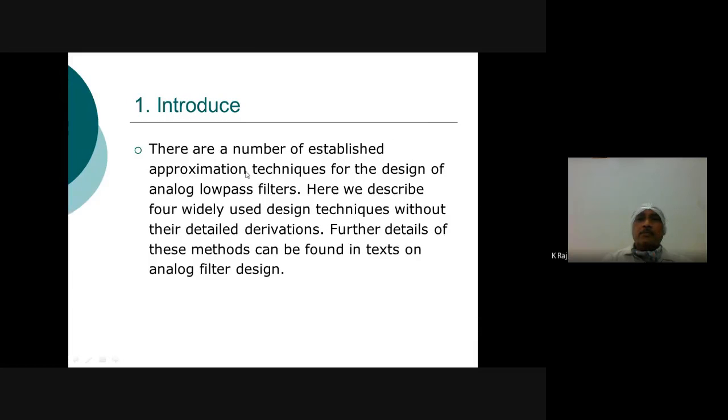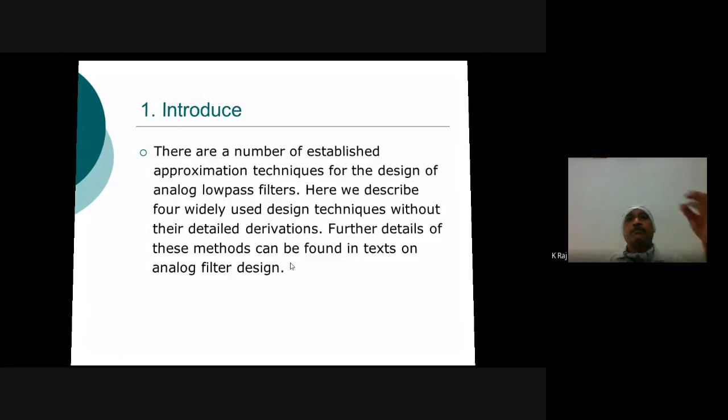There are a number of established approximation techniques for designing analog filters, and here we will describe 4 widely used techniques, as we have discussed these concepts in the previous lecture. We will try to cover the approximation techniques of the Butterworth approximation, Chebyshev 1, Chebyshev 2, and the elliptic approximation. Then further details of these methods can be discussed in the next lecture. I will try to cover these from the textbooks here.